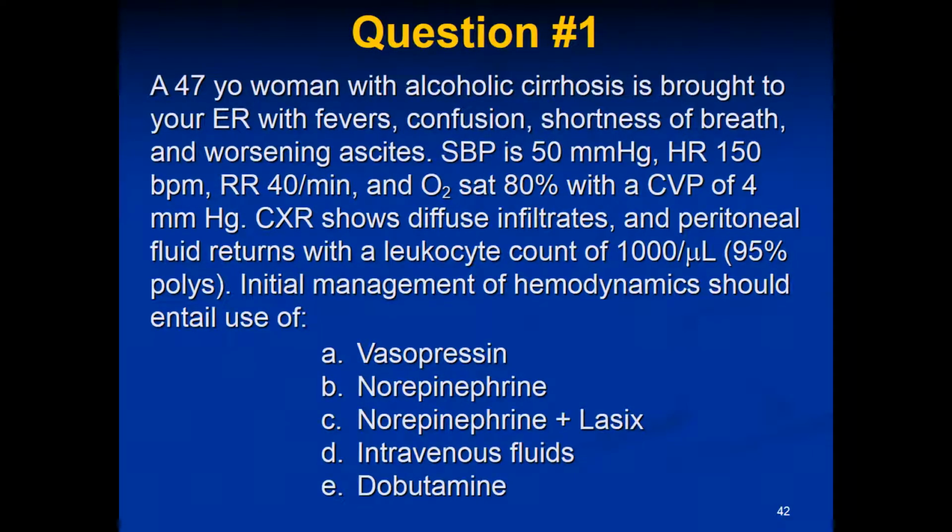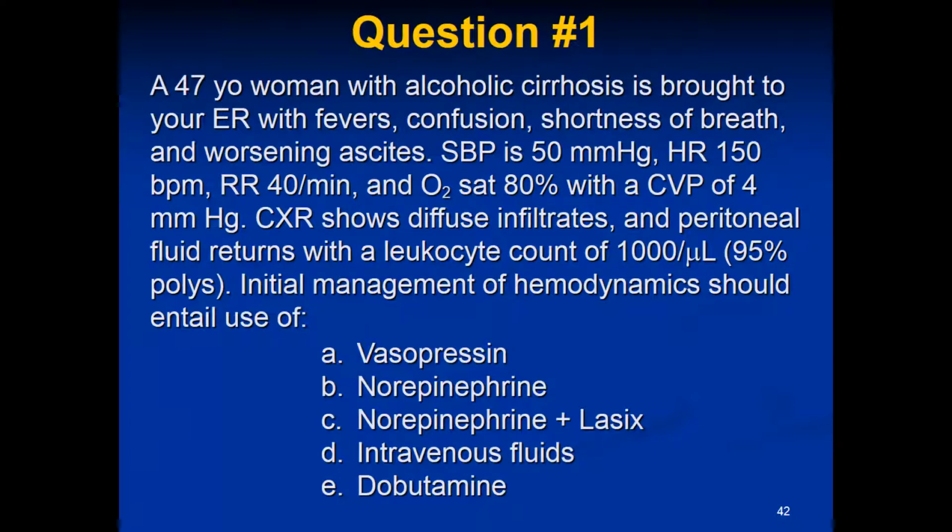So very quickly, to go through 2 questions just to review some of these points. A 47-year-old woman with alcoholic cirrhosis is brought to your emergency room with fevers, confusion, shortness of breath, and worsening ascites. The systolic blood pressure is 50, heart rate of 150, respiratory rate of 40, oxygen saturation 80%, with a CVP of 4. Chest x-ray shows diffuse infiltrates, and peritoneal fluid returns with a leukocyte count of 1,000. That's largely polys.